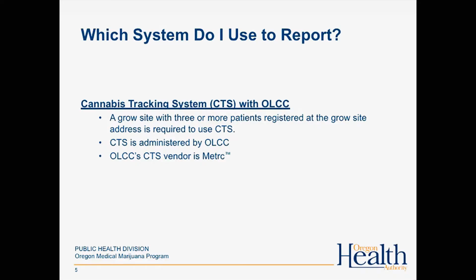So there are 3 systems that we have. The newest is the cannabis tracking system. This is the new requirement. If you're at a grow site and you have 3 or more patients registered at that site, you are required to use the cannabis tracking system. It is administered by OLCC, and the vendor for that is Metric. I want to call that out because we refer to this as the cannabis tracking system a lot in presentations and discussions, but the vendor itself is Metric. You'll receive communication from Metric. We just want to make sure everybody's aware that those go together.